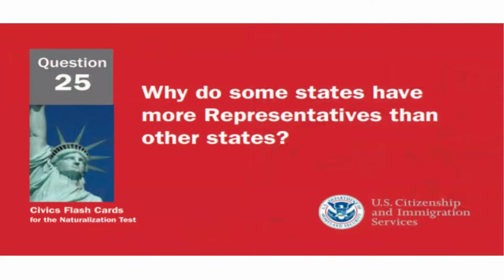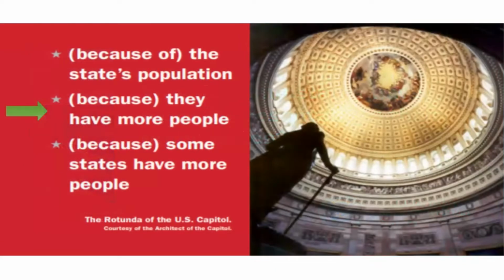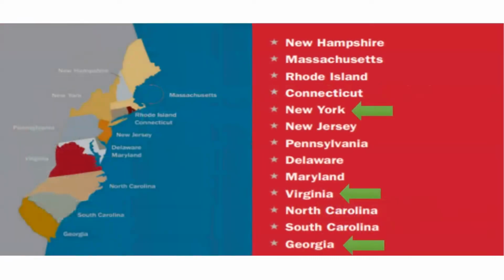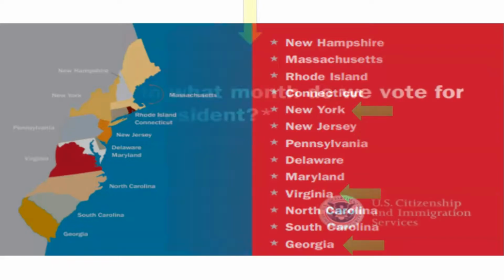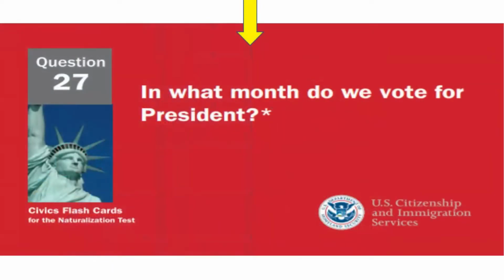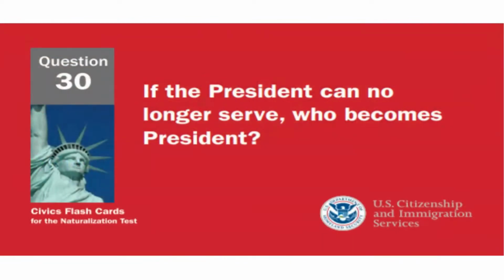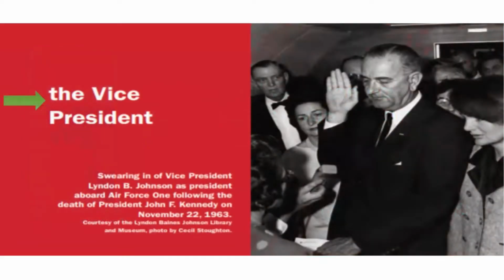Why do some states have more representatives than other states? Because they have more people. There were 13 original states. Name 3. New York, Virginia, and Georgia. In what month do we vote for president? We vote for president in the month of November. If the president can no longer serve, who becomes president? The vice president becomes president.